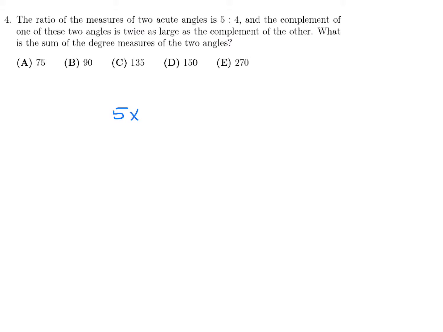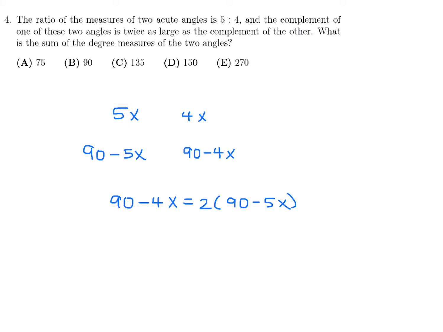5x and 4x are those angles, and they're saying that the complements, which would be subtracting those from 90, remember complementary angles add up to 90, so the complements would be 90 minus 5x and 90 minus 4x. And they're saying that these complements are, one is double the other. So since this is smaller than that, this is smaller than that. So 90 minus 4x is equal to 2 times 90 minus 5x.